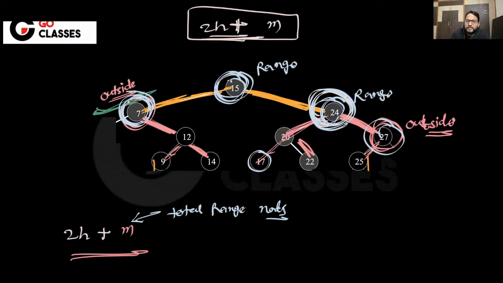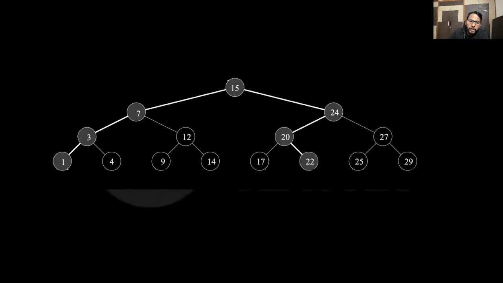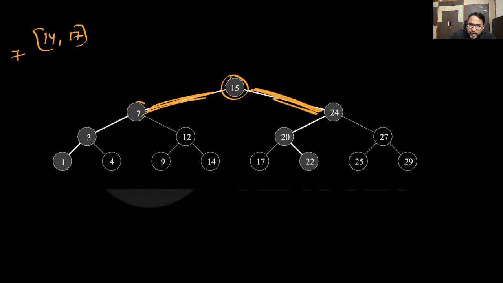Now let me give you one more example. Let's suppose you are looking for a range which happens to be 14 to 17. Then you will say that okay, 15 is in my range, I will go to the left and right both. Then the 7 is not in my range, I will only go to the right. 12 is not in my range, I will only go to the right. And 14 is in my range, so this is a leaf node, I will accept it. This 24 is not in my range, I will only go to the left of it. And then this 20 is not in my range, I will go to the left of it. And then this 17 is in my range, that's okay.